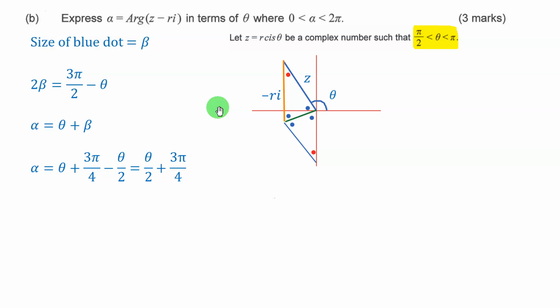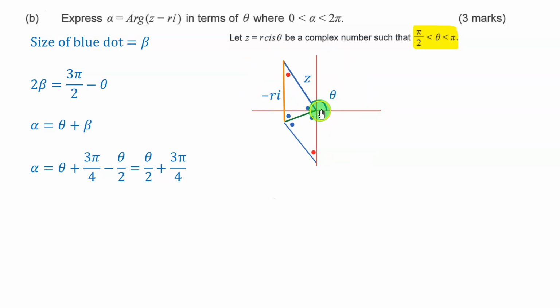But anyway, maybe it's to keep this question earlier in the piece, because we've got a whole load of 2 pages coming. Anyway, express alpha as arg of z minus ri in terms of theta, and we think, is there a connection between this part and part A? It doesn't seem to be. If we sketch z minus ri, and we know from part A that the argument of z is somewhere between pi by 2 and pi, so we're in the second quadrant over here.